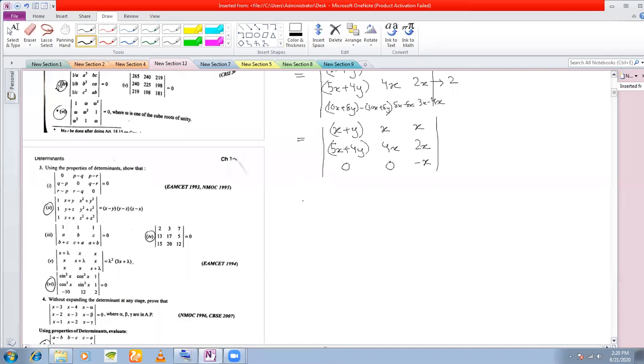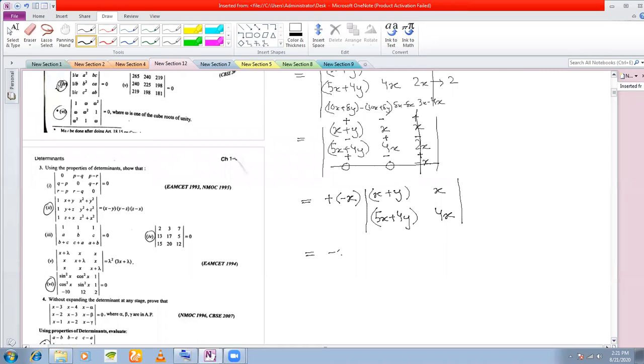Now I'll expand this determinant. How will I expand? I will remember the signs now: plus, minus, plus, minus, plus, minus, plus, minus, plus. So this is a plus of minus x times, you hide this row, x belongs to this row and this column. What are you left with? x plus y, x, 5x plus 4y, and this is 4x. Okay.